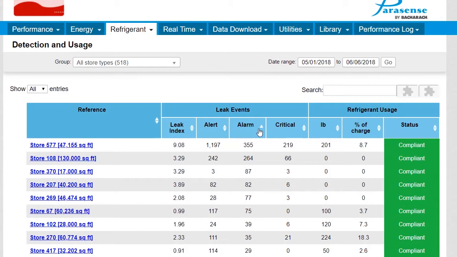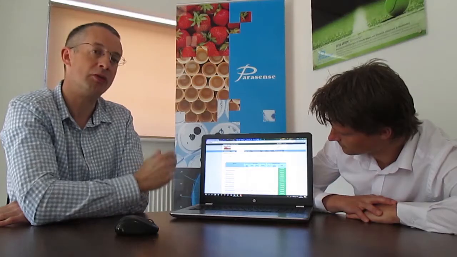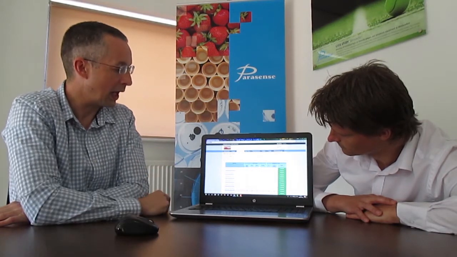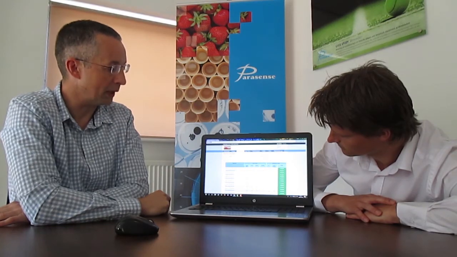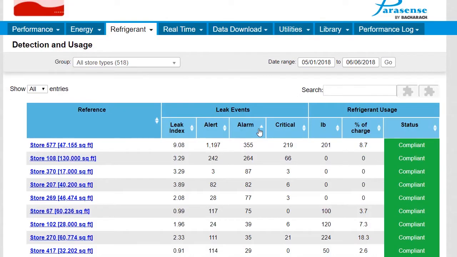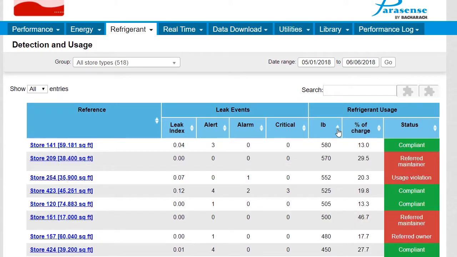And what we can look at straight away, without going into any more detail, is the worst store for leak detection alarms over the period that we're looking at here. So it's a very quick tool to allow us to rank sites in terms of worst performing. This could be refrigerant leak detection alarms, or if we're looking at the amount of refrigerant used over the period that we've got up here, we can see that information here. So we can quickly look at information.